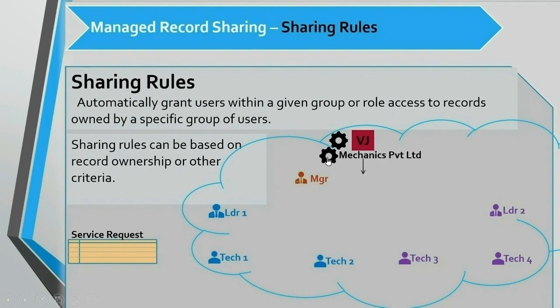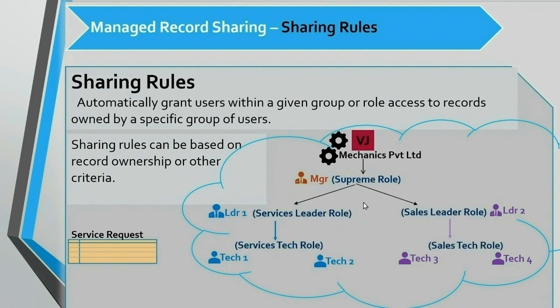For example, in our organization, we have the roles configured like this. And now the requirement is that the records created by the sales leader role and its subordinates should be shared, with read access, to the services leader role and its subordinates. For that, we can configure a sharing rule with a read permission. From this, records created by the sales leader role and its subordinates would be given read access to the services leader role and its subordinates.